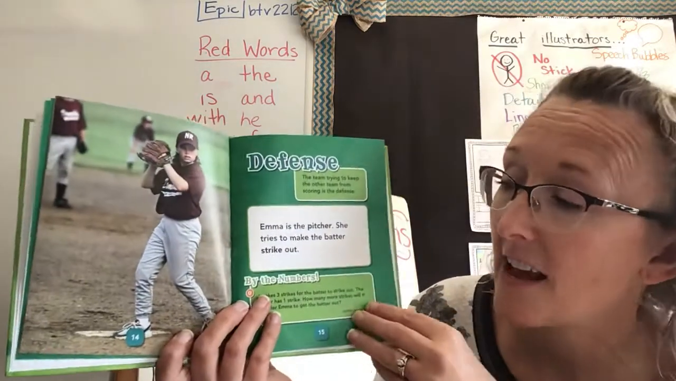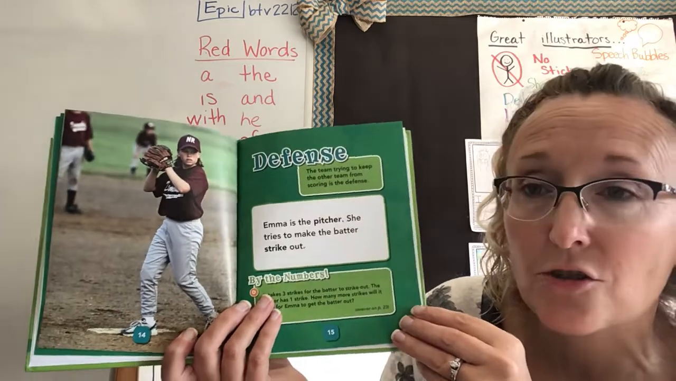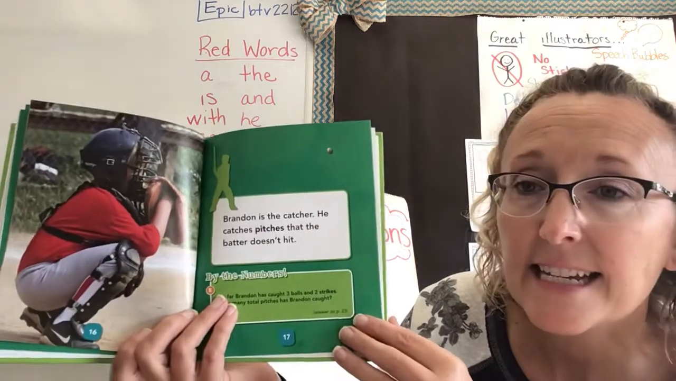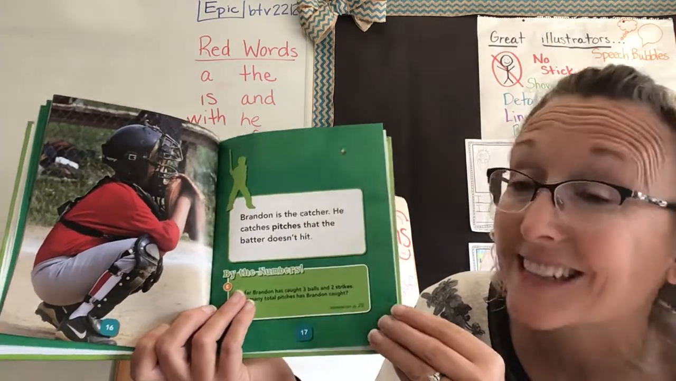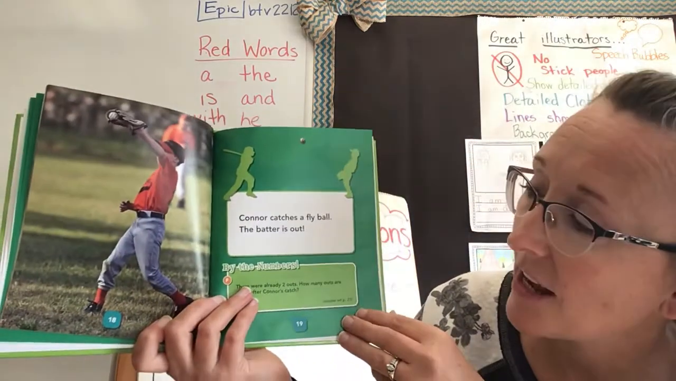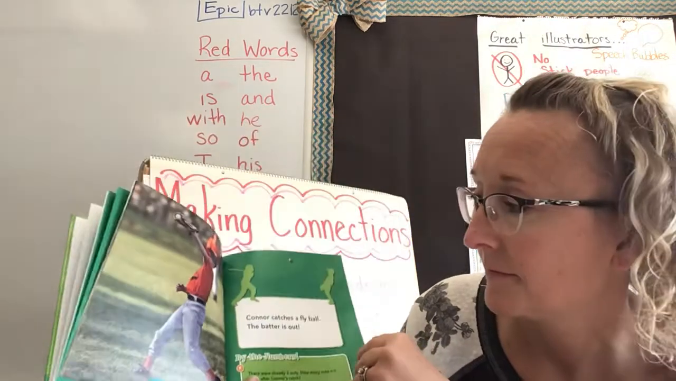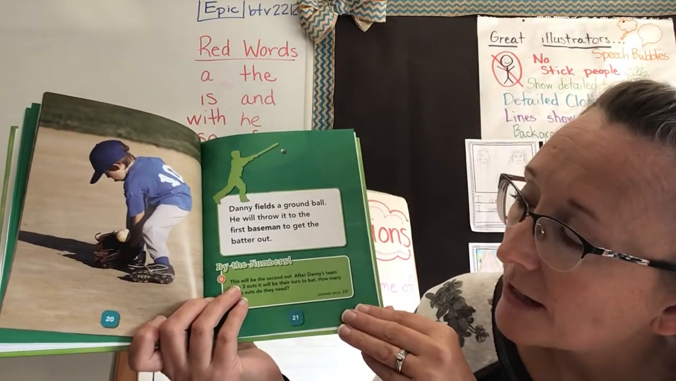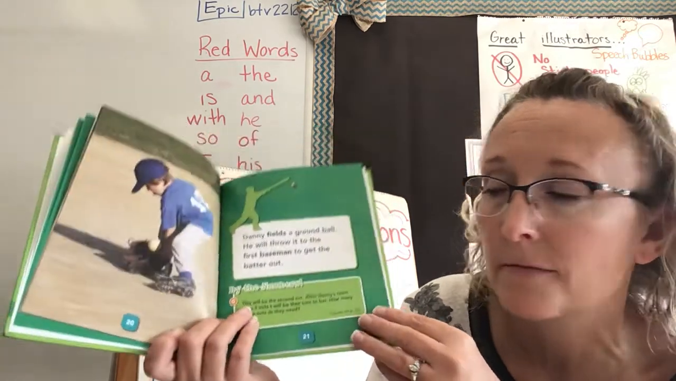Well, here's the defense now. Emma is the pitcher. She tries to make the batter strike out. Brandon is the catcher. He catches pitches that the batter doesn't hit. Connor catches a fly ball. The batter is out. Danny fields a ground ball. He will throw it to the first baseman to get the batter out.